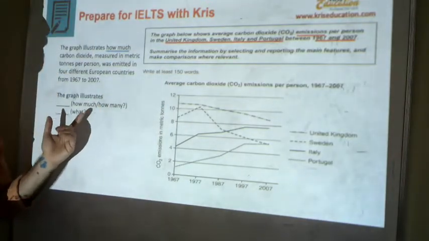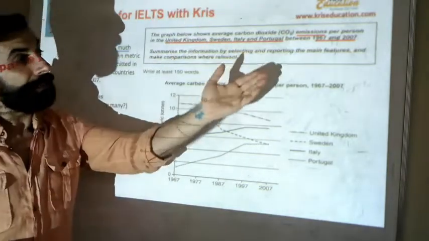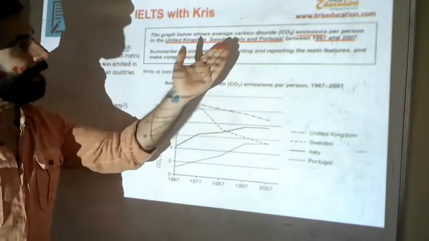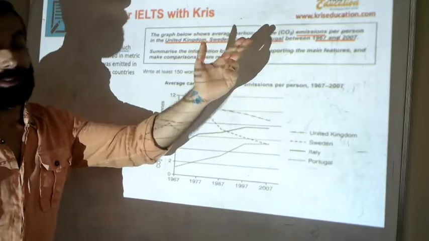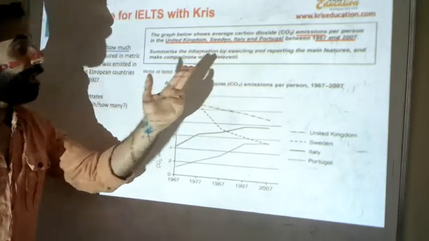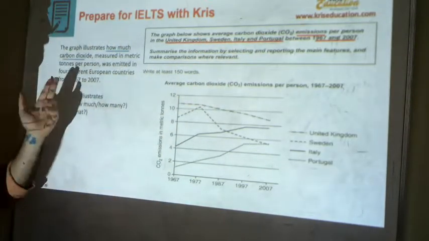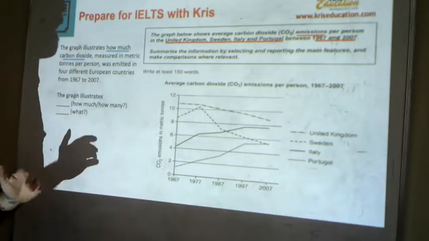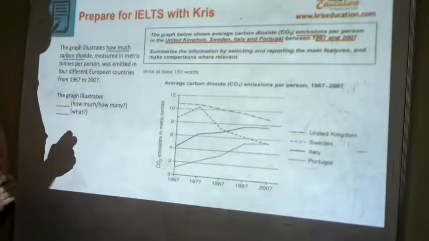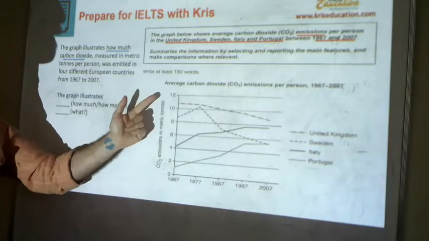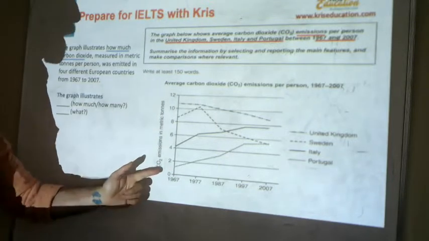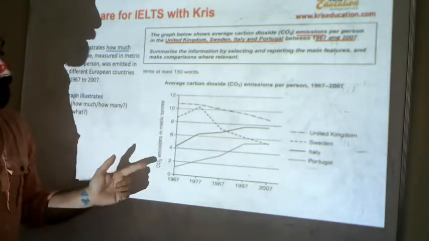After that, how much what? What are we talking about here again? We're talking about carbon dioxide. So the graph illustrates how much carbon dioxide. After that, we need to tell the reader what is the unit of measurement. And to do that, we read this part here, this axis.